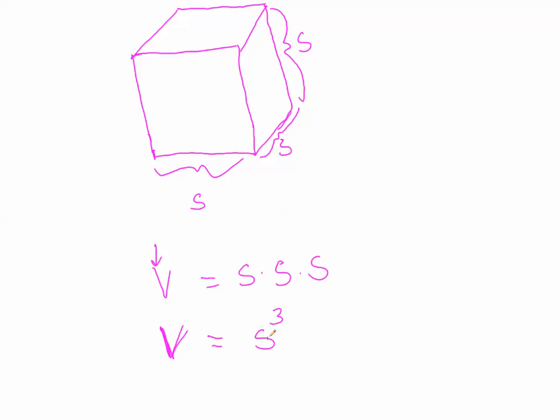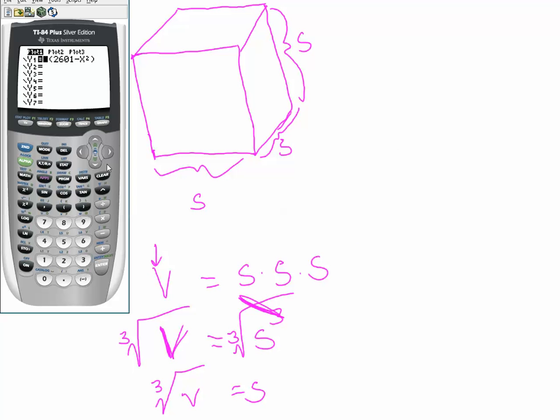But sometimes the goal is to say, let me get a function that tells me my side based on what my volume is. So in order to undo a cube, the opposite of a cube is a cube root, just like the opposite of a square is a square root. And so that sort of cancels these out, and I'm left with the cube root of the volume, which will give me the required side length.